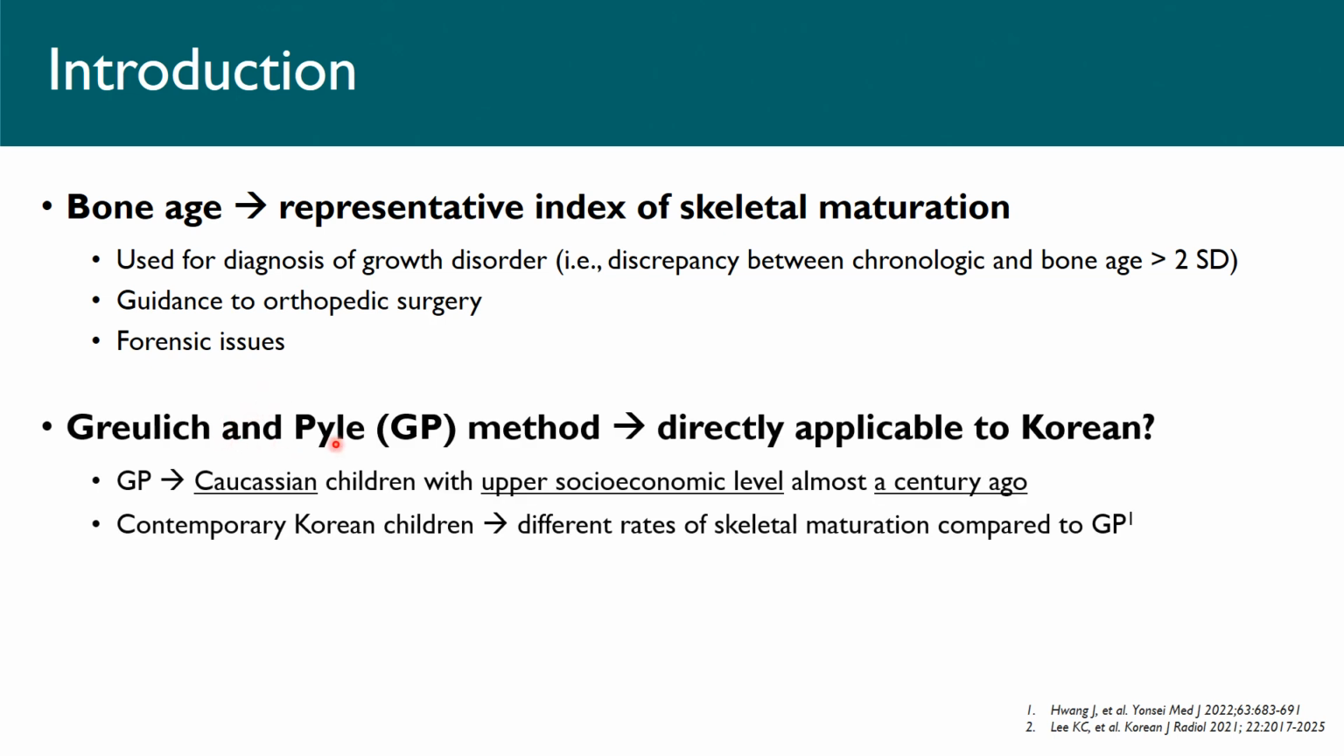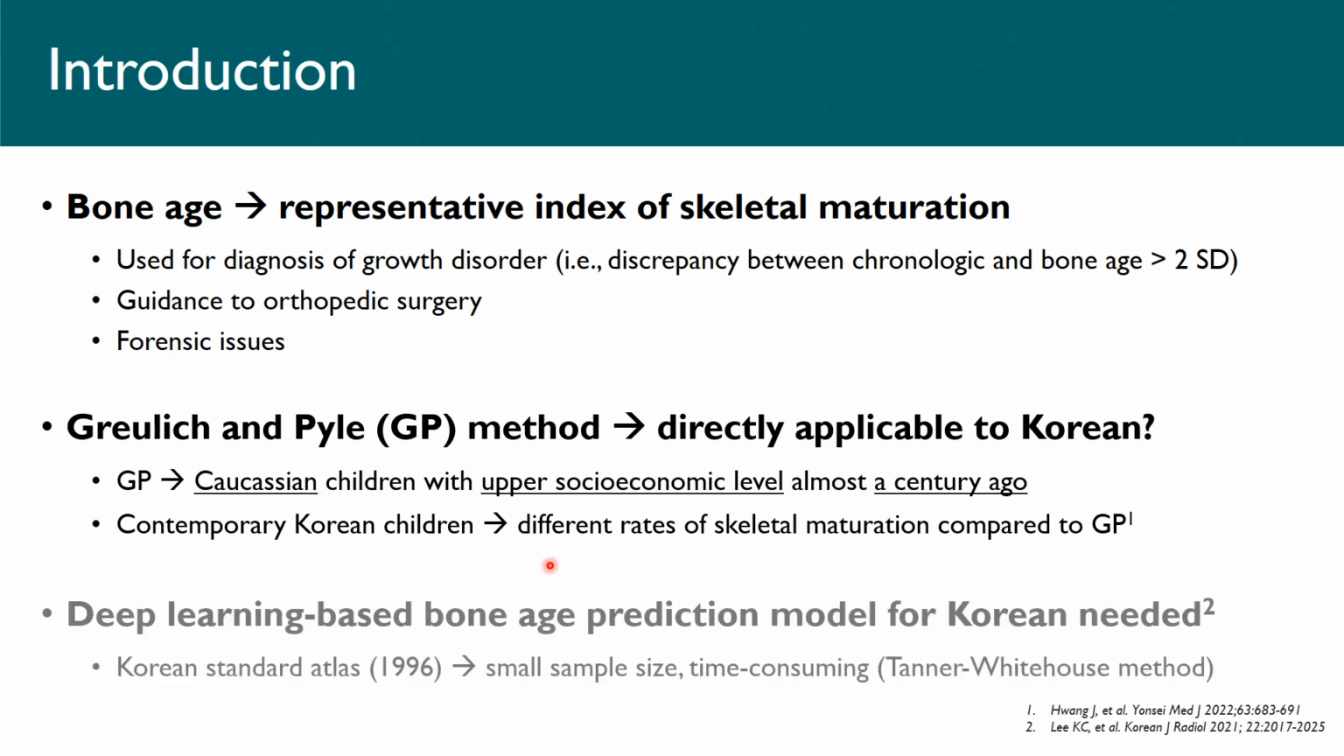Greulich-Pyle, also called the GP method, is one of the widely used bone age assessment systems using hand radiographs. However, it is questionable whether this could be directly applicable to the Korean population. Actually, the GP method was developed based on Caucasian children with upper socioeconomic level almost a century ago. Indeed, one recent study reported that contemporary Korean children showed different rates of skeletal maturation compared to the GP atlas.